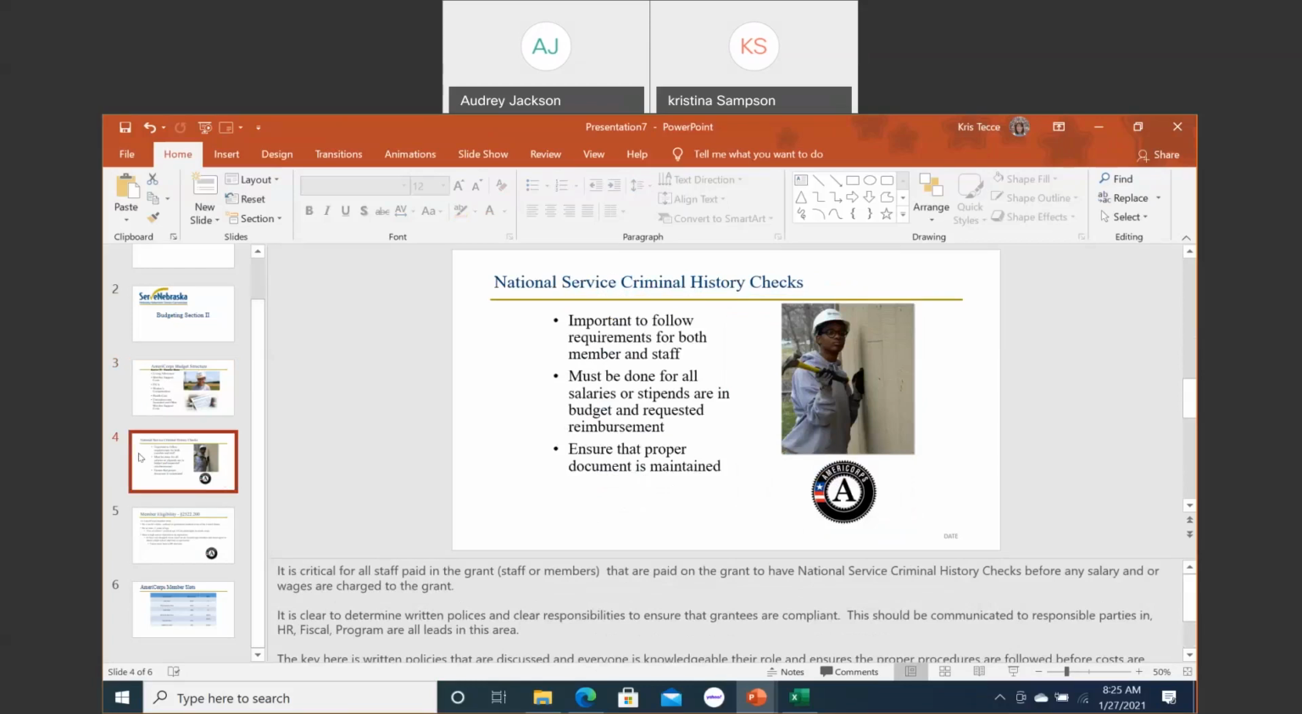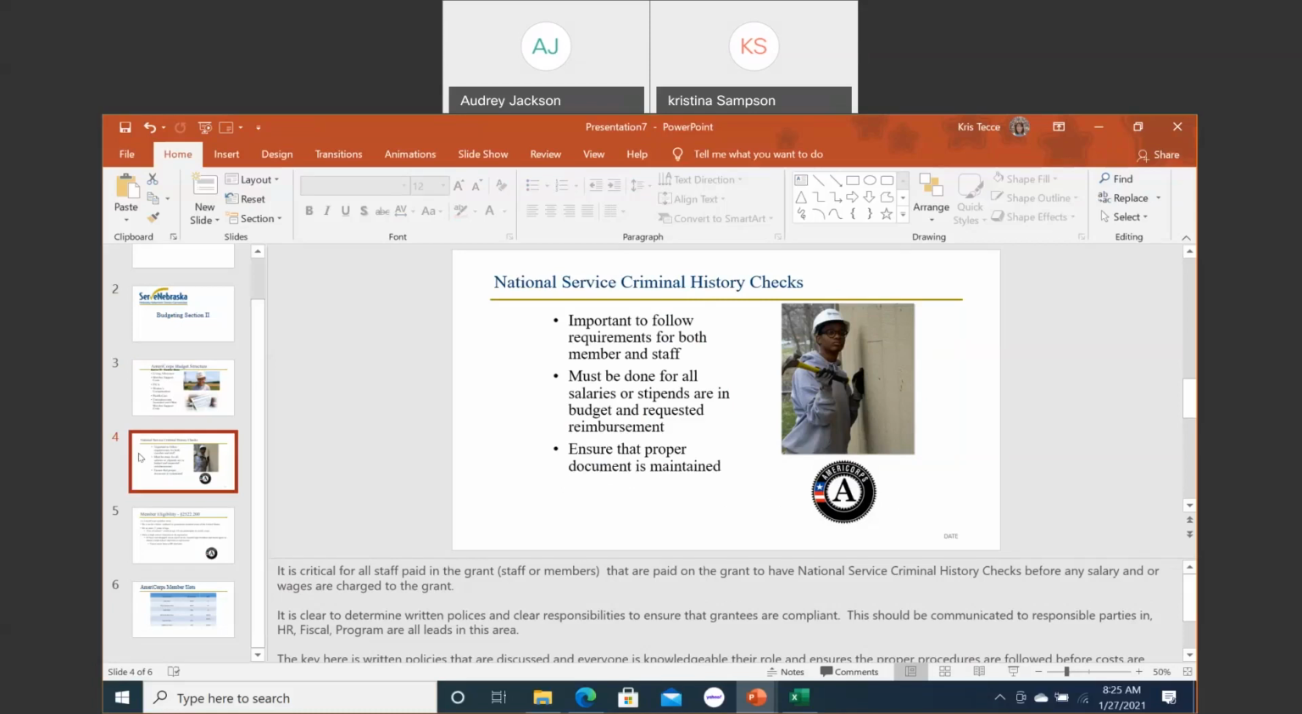Another important piece that we talked about when we talked about the general budget, we talked about it again when we're talking about Section 1, the personnel costs, is the National Service Criminal History Checks. Again, it is critical for all staff and members that are paid on the grant to have a National Service Criminal History Check before any salary or living allowances are charged to the grant. It is clear to ensure compliance with this policy to develop written policies and procedures to ensure who at your organization is going to foster this responsibility.